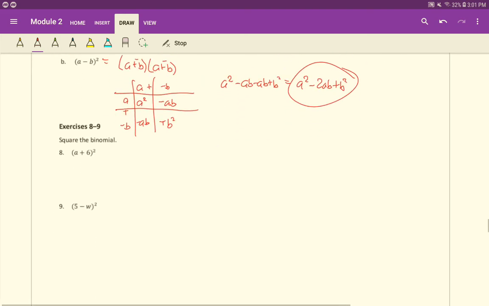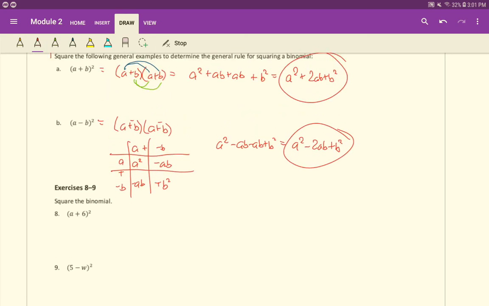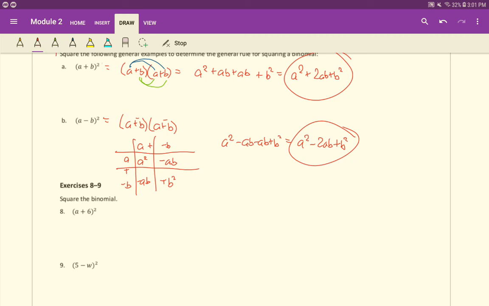Alright, so let's do some of these exercises here. Square the binomial. Okay, so a plus 6 squared. So again, you can use these general forms if you want to. The a plus 6 squared would follow the a plus b squared version here, except instead of the b, you'd have the 6. Right, so anywhere you see a b here, you could replace it with 6 if you wanted to. In my mind, I'm not sure it's worth learning this specific thing. I mean, it's not that hard to just multiply this out, right? So let's just go ahead and do it.